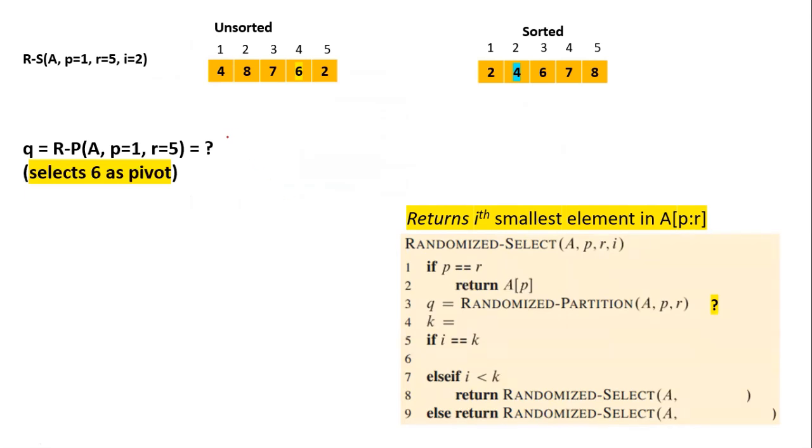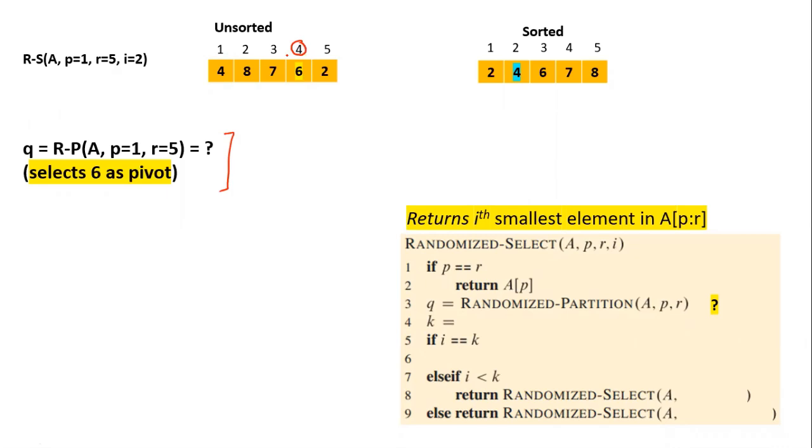Now, let's think about what randomized partition does. Let's assume that you give the following array to randomized partition, which is taking P is equal to 1, R is equal to 5. And let's assume that because it's randomized partition, it's going to pick a random number. Let's assume that that random number is 4. And this is again a revision of quicksort. So let's assume that the random number, the pivot, is going to be the number 6. So what should Q be equal to?